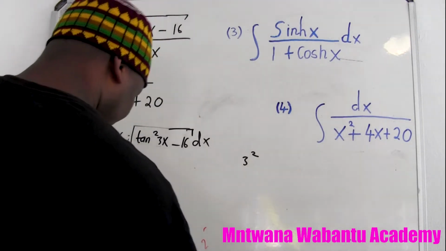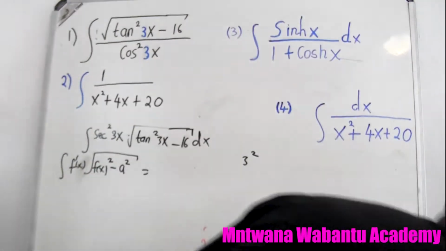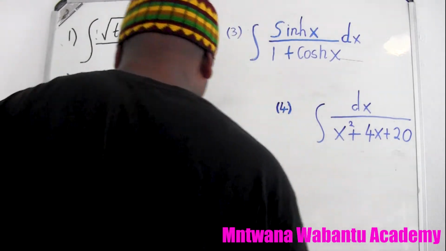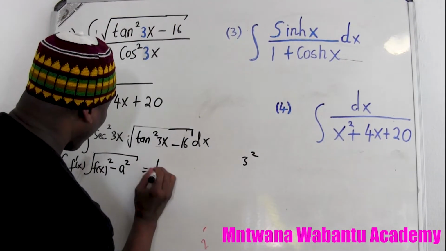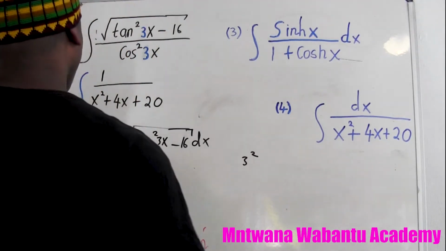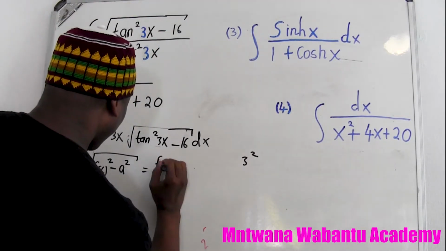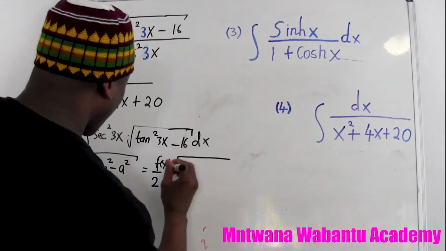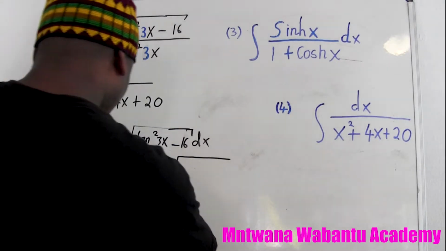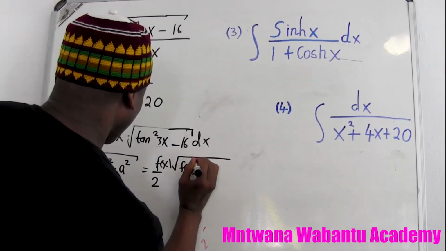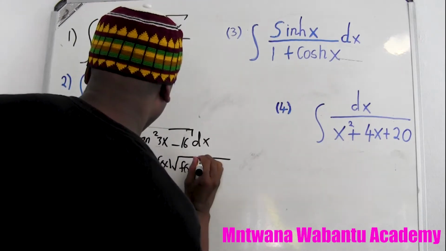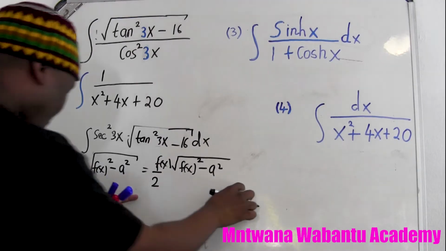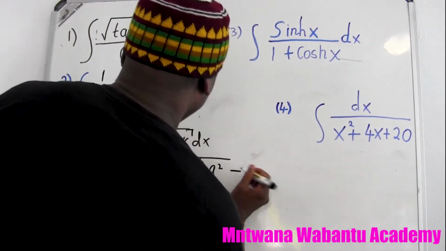So where's my pen now? Sorry, my phone. The pen is better. Then we say, according to the rule, 1 over 2 times f of x times the square root of f of x squared minus a squared. So you just simply take this and write that: f of x over 2 equals that, and then here you say minus, and then you do the same thing.